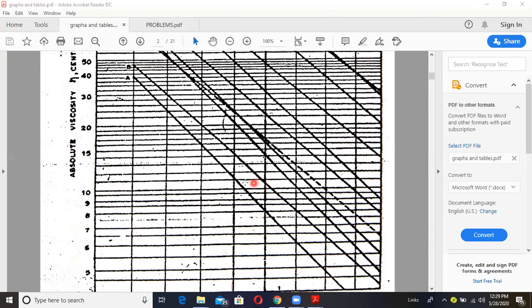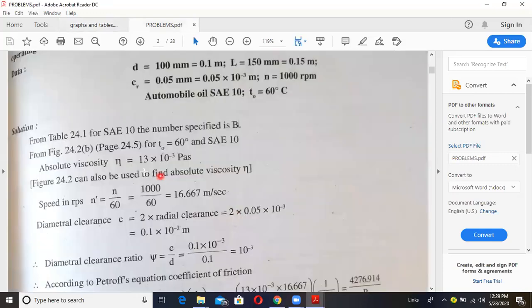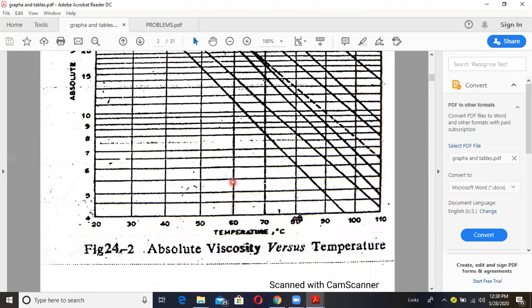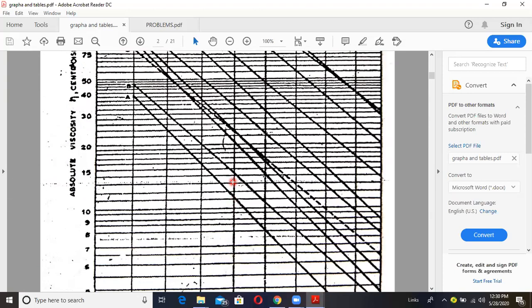Then come to the left side like this. Here we have the absolute viscosity in centipoise. See, now we got absolute viscosity as 13. And if you see the figure once again, 60 degrees, move upward until it touches the B curve. So here the B curve is there. Now it is touching the B curve. Now you come like this. Somewhere below the 15 we are getting it, so it is 10, then 11, 12, 13, somewhere there. Therefore we are going to take 13.